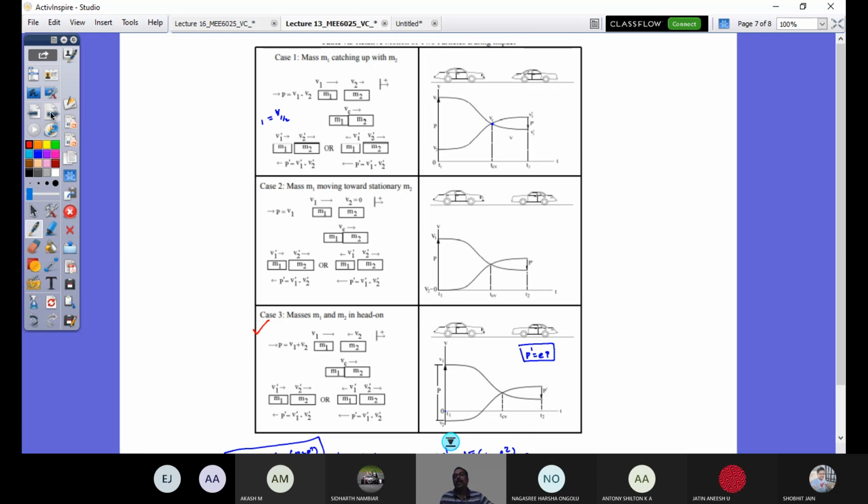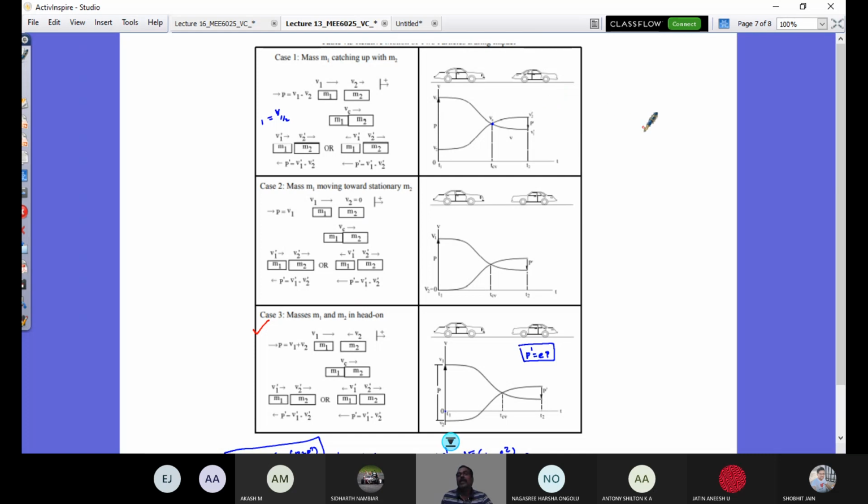So what is important from our subject point of view, if we have a head-on collision of two identical vehicles or two vehicles of different mass, no problem: you have to take the concept of effective mass. So M_E equals M1 M2 by M1 plus M2. And you have to take e equals P dash by P.